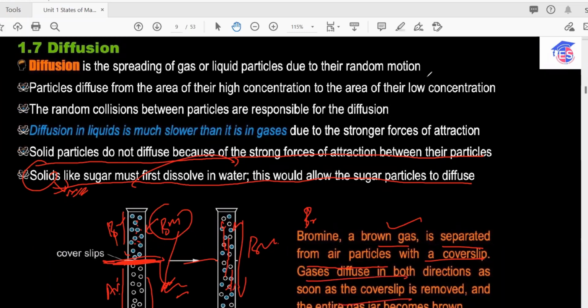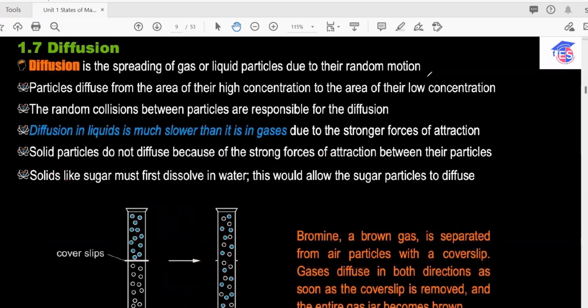Any confusion? Please confirm so I can move to the next page.